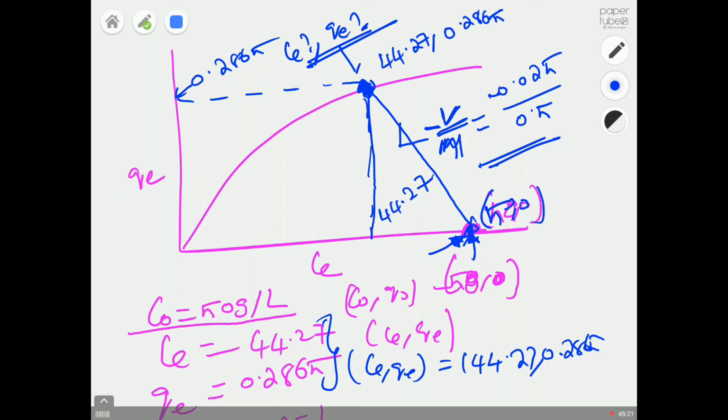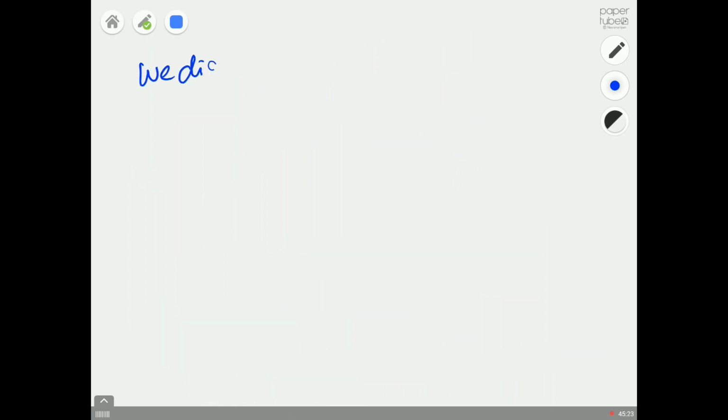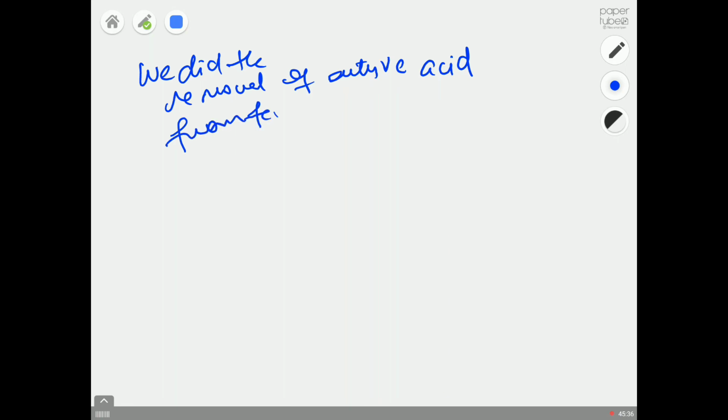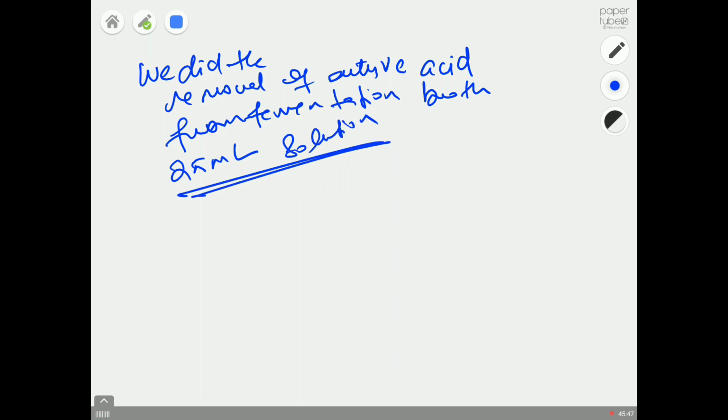Say we did the removal of butyric acid from fermentation broth in a simple lab scale reactor. We just used 25 ml of our solution. Now we have to deal with a really industrial scale problem.